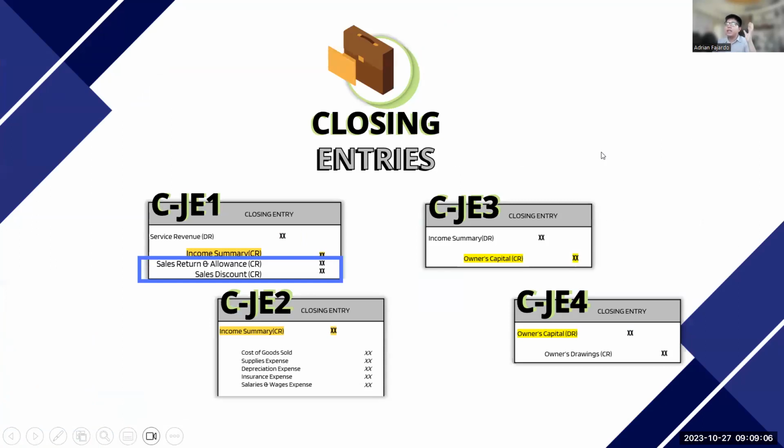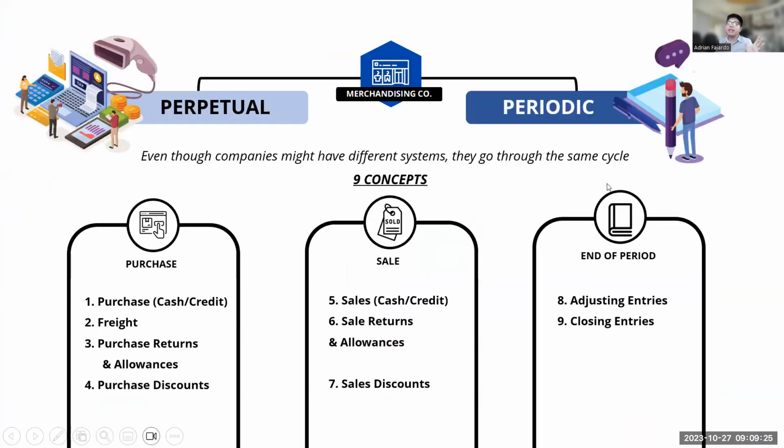So, finally, the last step would be closing entries. Pero ang special lang dito is the one when you close out revenue because you will have SRA and sales discount. Yun lang, yung difference. And then sa income summary naman in terms of like expenses, just expect that you have a cost of goods sold. So with that said, quickly, we just wanted to run down the perpetual for those that are still having a hard time.